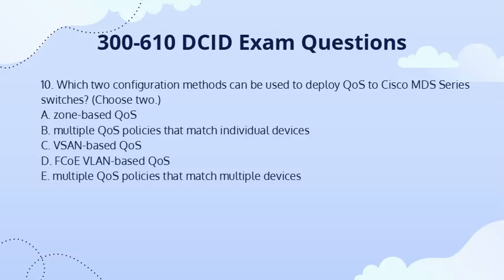10. Which two configuration methods can be used to deploy CoEs to Cisco MDS series switches? Choose 2. A. Zone-based CoEs. B. Multiple CoEs policies that match individual devices. C. vSAN-based CoEs. D. FCoE-VLAN-based CoEs. E. Multiple CoEs policies that match multiple devices.